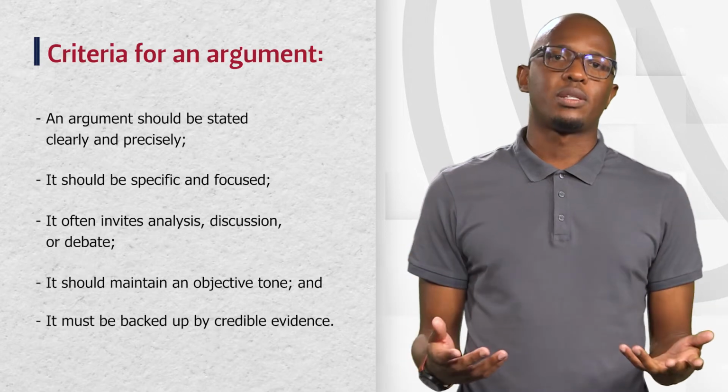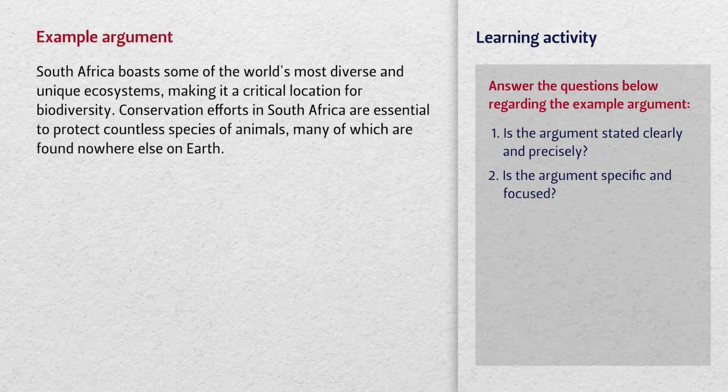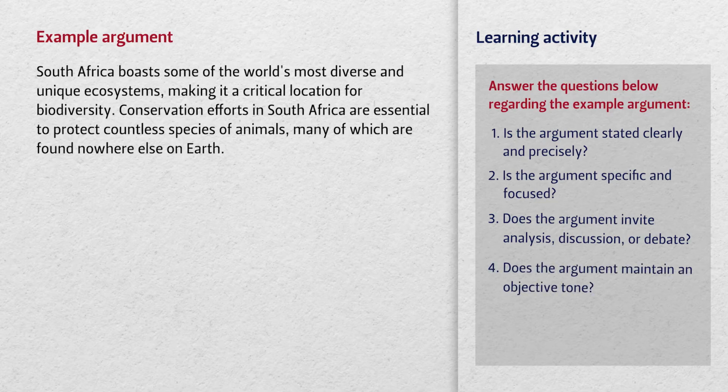Now that we've covered the theory underpinning argumentation in academic writing, let's look at an example of an argument. So when you look at this sentence, remember, is it stated clearly and precisely? Is it specific and focused? Does it invite analysis, discussion, or debate? Does it maintain an objective tone and avoid emotional language or biased language? Is it backed up by credible evidence, such as research findings, data, statistics, expert opinions, or examples from authoritative sources? Feel free to pause the video here and take some time to review the information we just discussed.